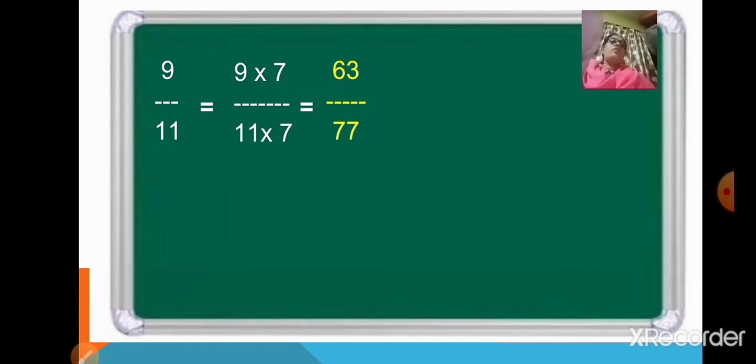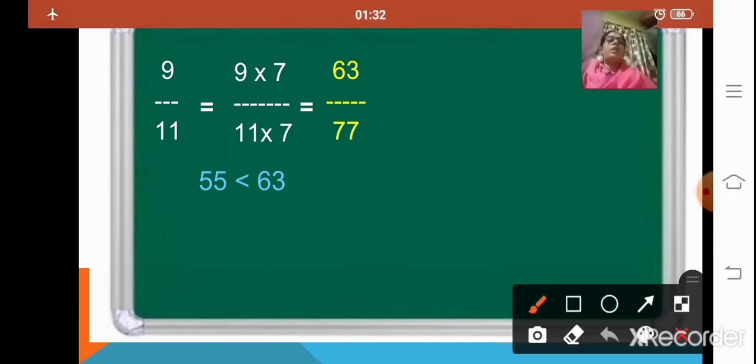Now you have got both the fractions, that is 55 upon 77 and 63 upon 77. Now you can easily compare the numerators. From these two numbers, that is 55 and 63, which is smaller? 55 is smaller than 63, or you can say that 63 is greater than 55.